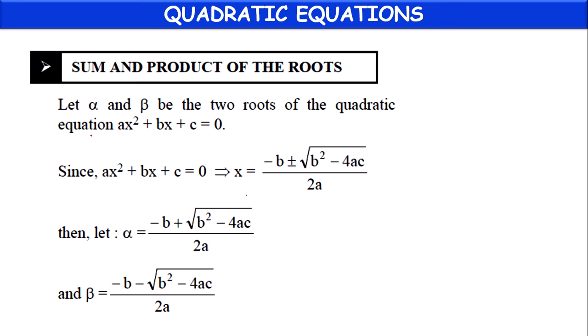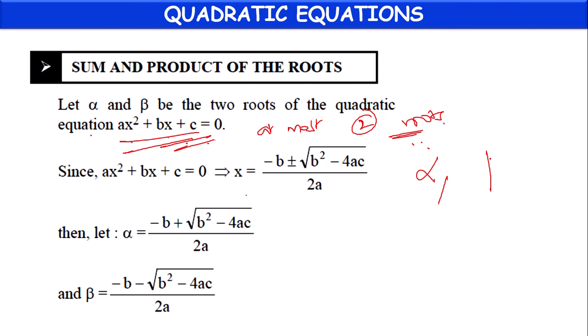So we know that the general form of quadratic equation is ax square plus bx plus c equal to 0, which will be having at most two roots. Suppose one root if we consider it as alpha, another one if we consider it as beta. The quadratic equation will be having roots in the form of minus b plus or minus root of b square minus 4ac by 2a. If you consider a positive value, then we can take it as alpha. If you consider negative symbol here, then we can take it as beta.